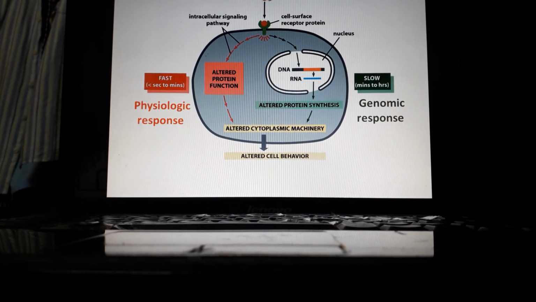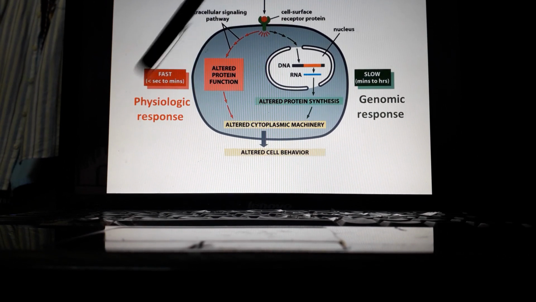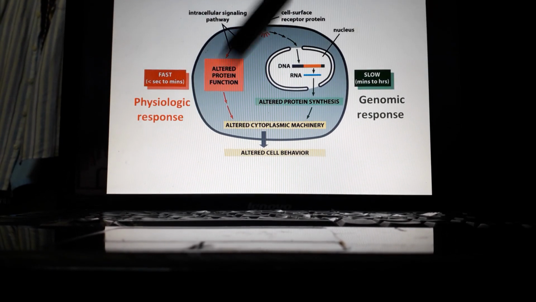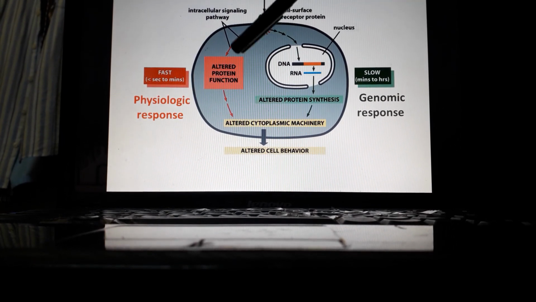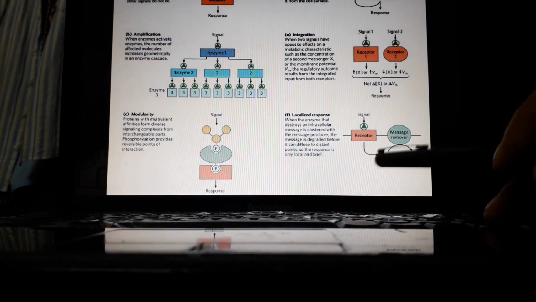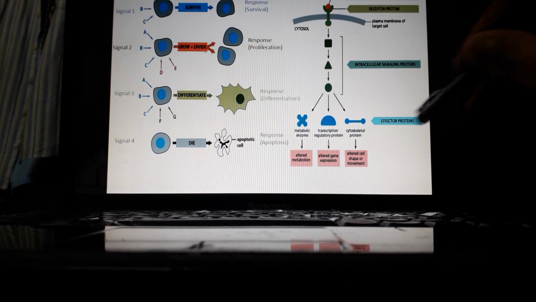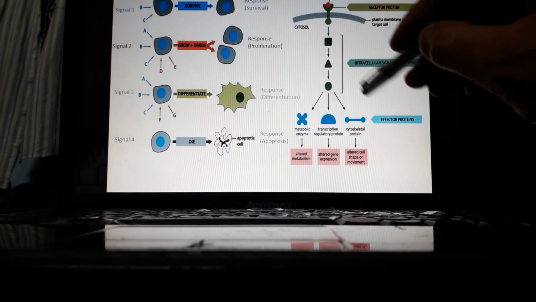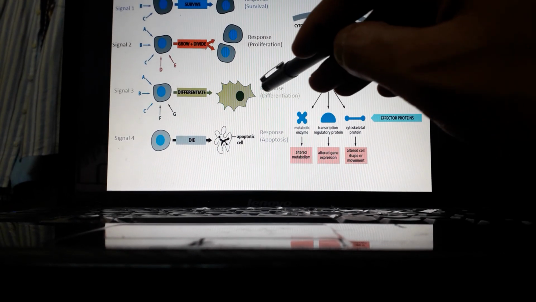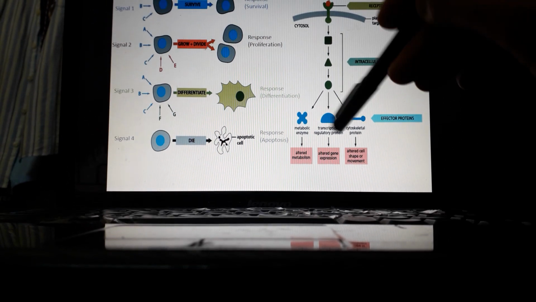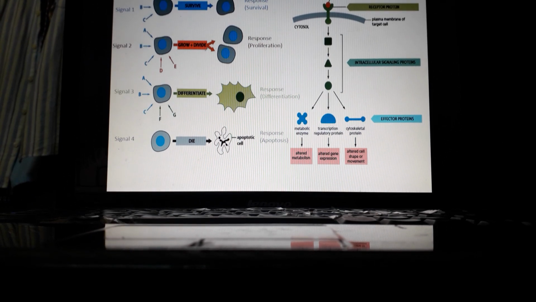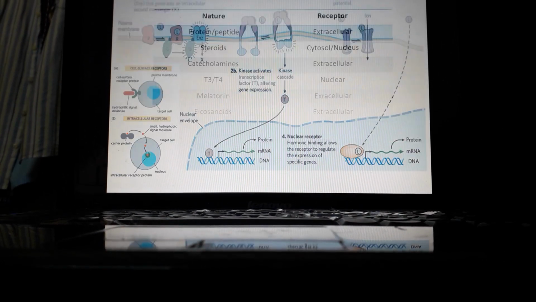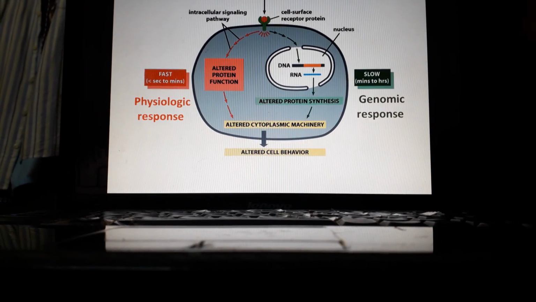Now, after the signal binds to the receptor, the physiologic response is elicited very fast, and this fast physiologic response is elicited by altered protein function. That means, as I have told you earlier, there are some downstream molecules known as effector proteins, which are basically enzymes or which directly function. Understood? They may be some metabolic enzymes or some cytoskeletal proteins or something else, but whatever they are, they give the response directly.